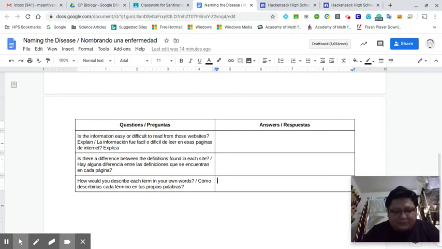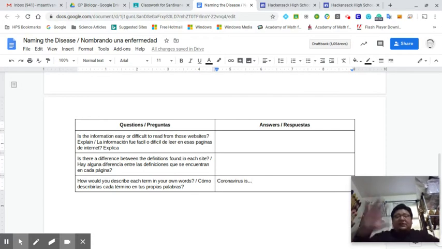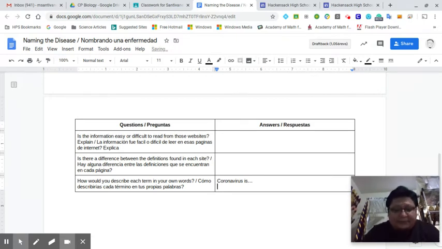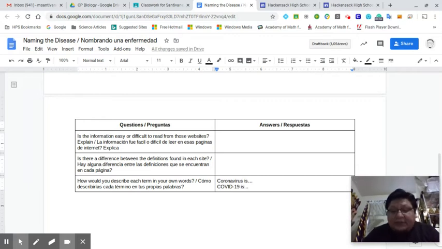For example, I can write: coronavirus is. In your own words, what is it? Don't read anything. Once you're done answering, think about what you did during the week. Close your eyes. Coronavirus is. What comes to your mind? Write it down. Then go on: COVID-19 is. Same thing. What is it? Don't go out there and copy and paste. Based on everything you've read during the week and today, what do you think that is?